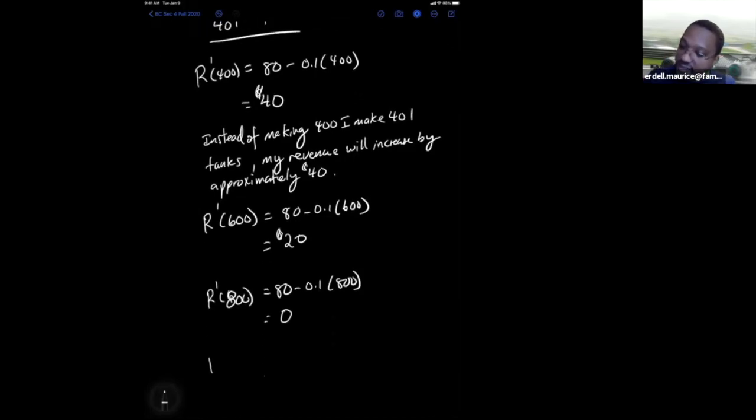If I make more than 800, it's not going to help. In fact, for example, if I try to make 1,200 tanks, I'll actually make negative $40. My revenue will actually go down. I'd actually lose money on that tank if I go past the 800 unit level.